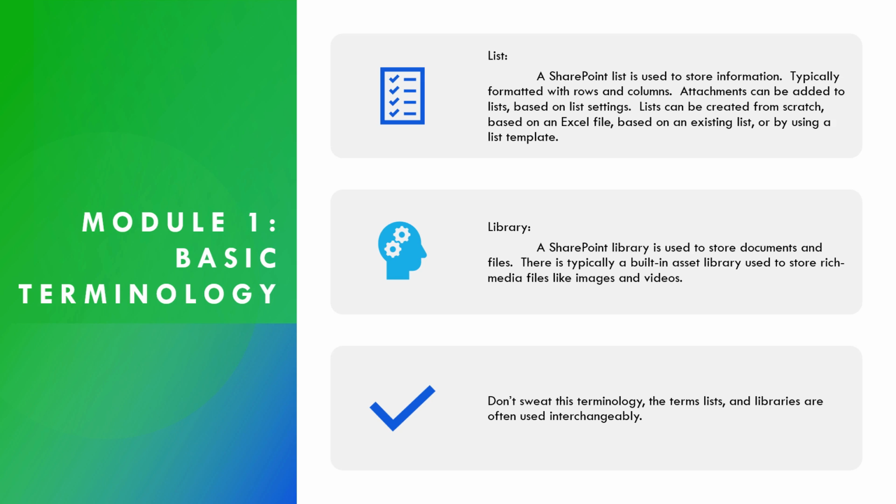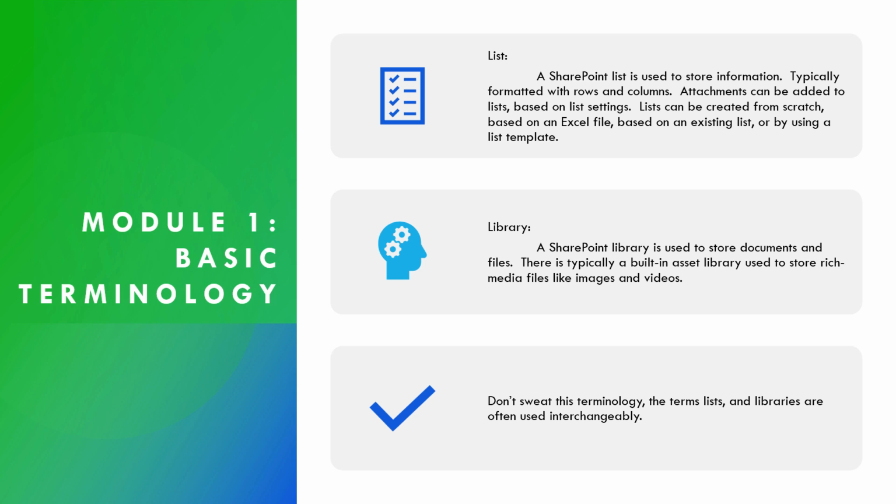You've heard me say that sites can contain lists and libraries. Well, these 2 terms are typically used interchangeably. They are distinctive in SharePoint, though. So a list is used to store information, formatted in rows and columns. You can add attachments to list settings. They can be created from scratch. They can be based on an Excel file, based on an existing list, or by using a list template.